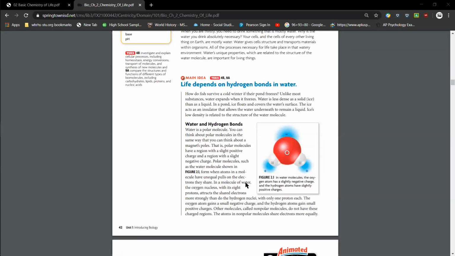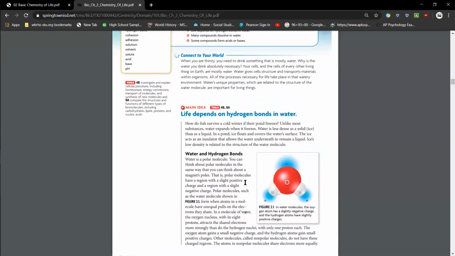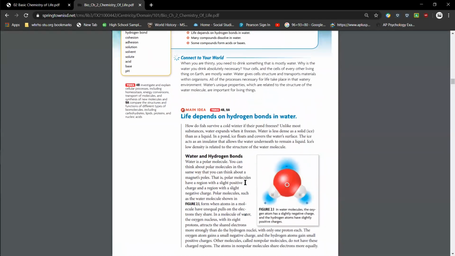So what does this really mean? Some atoms are more electronegative, as they call it. And electronegativity just means how badly they want these electrons. So for example, oxygen is a very, very electronegative atom. So when it's in a covalent bond, it tends to hog all of the electrons.